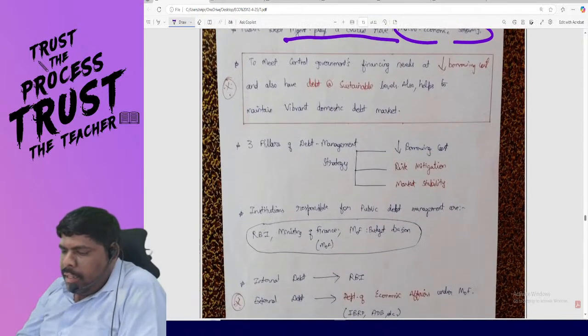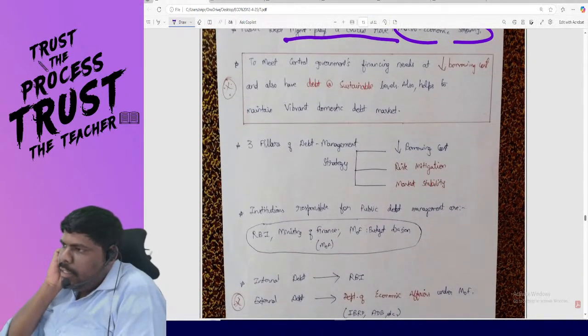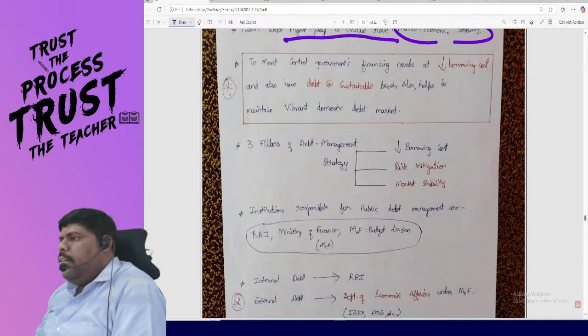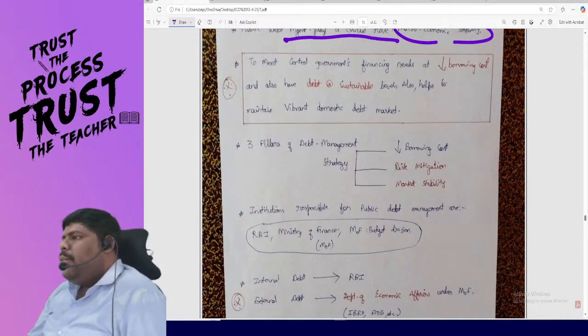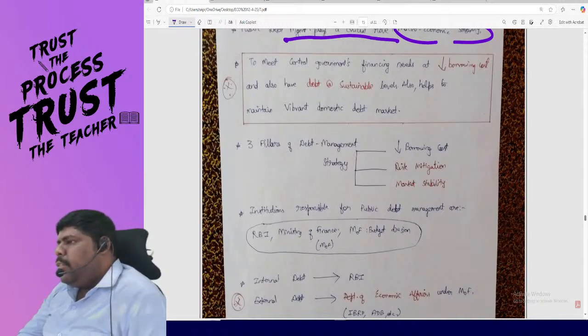Now listen, there are 3 pillars of debt management strategy. We saw this earlier. Lowest borrowing cost. Risk mitigation, which means risk reduction. See, for example, you are going to borrow some 1,000 crores. One person is asking 15% interest. Another person is asking 10% interest. Whom will we look for? We will look for 10%. Correct? So there is a risk on the 1,000 crore, but we try to reduce the risk by paying a lesser amount of interest. That is what risk mitigation is all about.